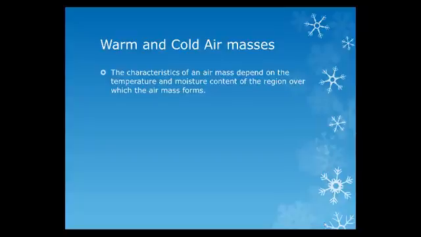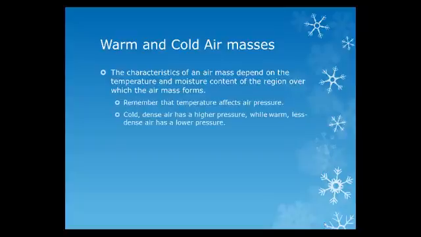Warm and cold air masses. Characteristics of air masses depend on their source regions, so the location in which they formed. If an air mass formed over top of an area that is cold, it is going to be cold. If it formed in a warm tropical area, it's going to be warm. Also remember that temperature affects air pressure. Cold, dense air has a higher pressure, while warm, less dense air has a lower pressure.